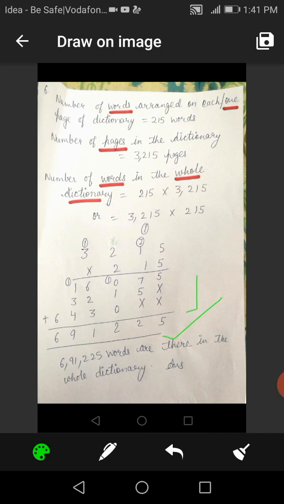So here is 5 only. Here 7 plus 5 is 12. 2 here. 1 carry over. So 0 plus 1 plus 0 plus 1 is 2. Now 6 plus 2 plus 3 is 11. 1 here. 1 carry over. Next is 1 plus 3 plus 4 plus 1 carry over is 9. So write 9 here. Next is 6 alone. So write 6. So answer is 6,91,225 words are there in the whole dictionary. So which is the required answer.